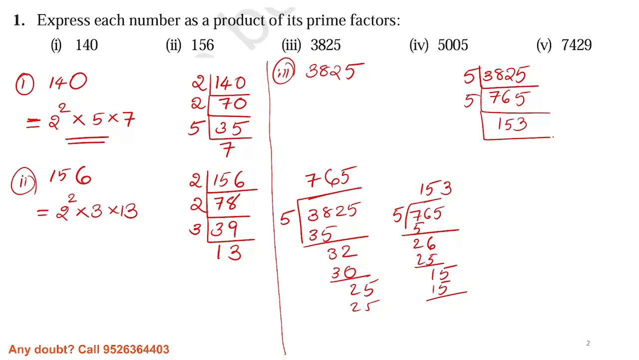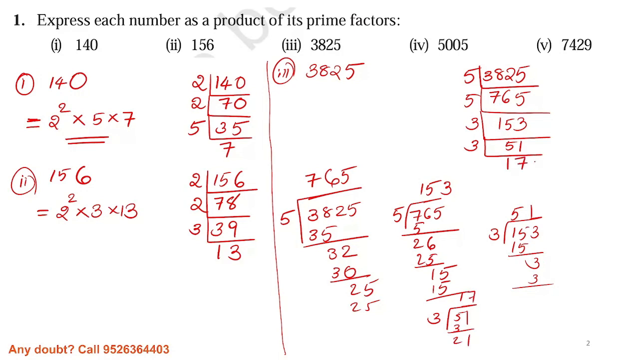153 is divisible by which number? Let us try 3. I will delete these rough calculations. 51 is divided by 3, you may do the rough calculation, 17. Yes, 17 is a prime number, understood. 17 has only two factors, 1 and 17 only, so no more division.